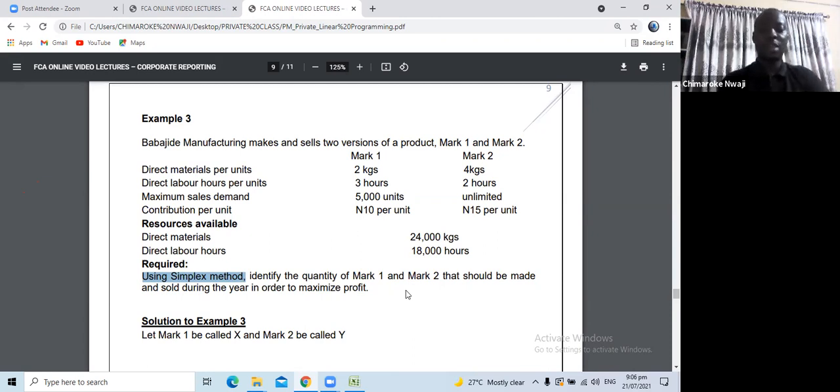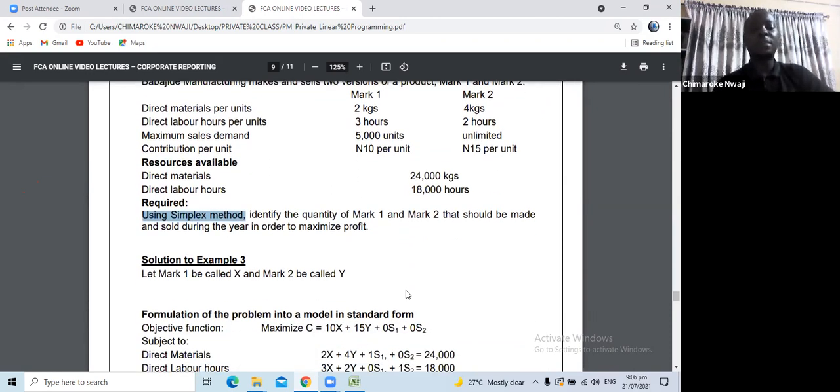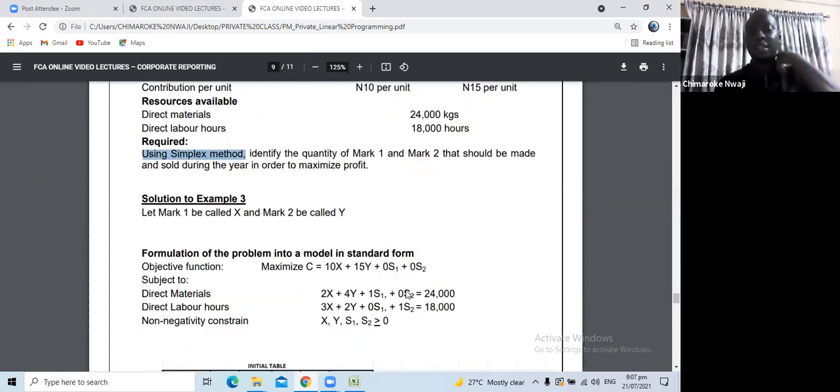Okay, so now what do? Let Mark 1 be called X and Mark 2 be called Y. Then we have formulated the problem. How do we formulate the problem in a standard form? The objective function is to maximize C equals 10X plus 15Y. We'll talk about the slack later. Subject to direct materials, direct labor. We'll talk about the slacks later and the non-negativity.